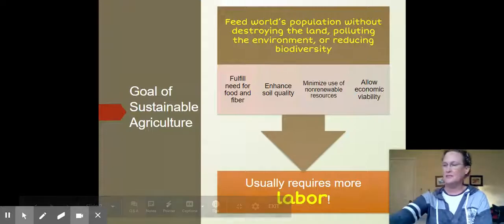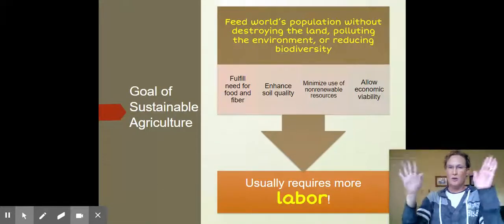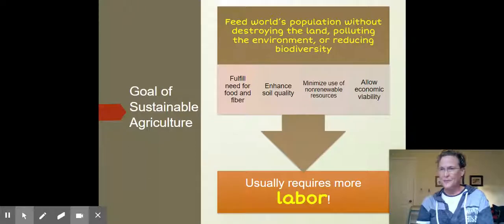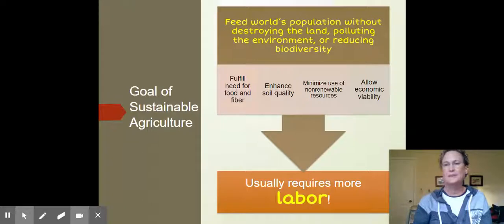Okay, so goals of sustainable agriculture. Our goal is to feed the world's population without destroying the land, polluting the environment, or reducing biodiversity. Eating without destroying the world. So you need to fulfill the need for food and fiber, enhance soil quality, minimize the use of non-renewable resources, and allow for economic viability.